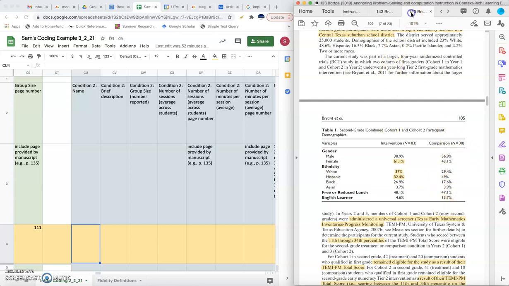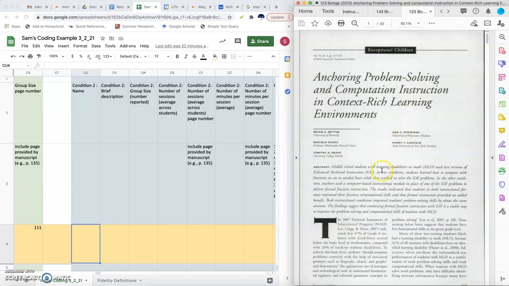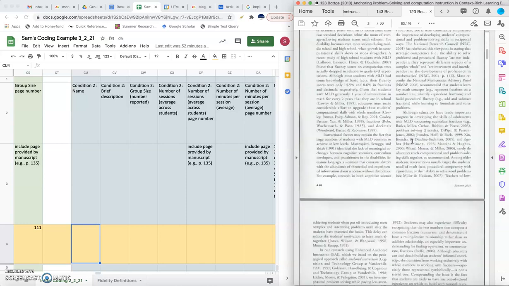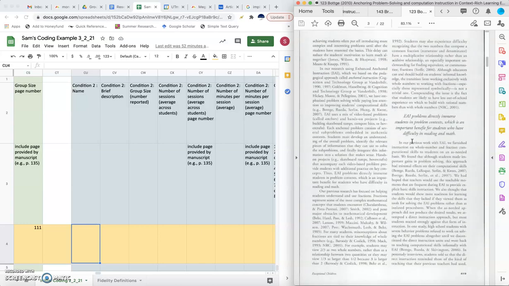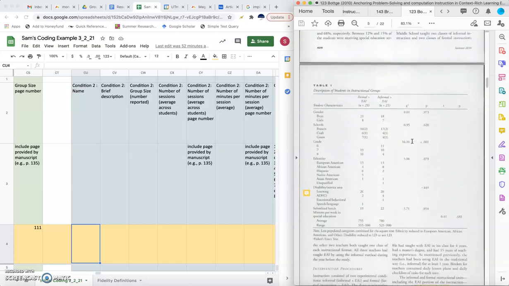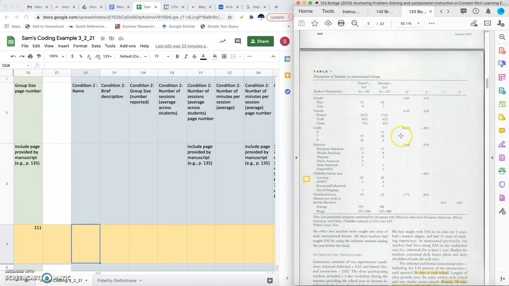I want to show you an example of a study that does include a second condition group. So this is a Botke study. And I'm going to scroll down and show you just another table that has the different groups identified. And it's a little hard to read because it's kind of an old copy. But you can see here, one treatment group is formal instruction with EAI, which is their enhanced anchored instruction, which is the intervention that Botke studies a lot.